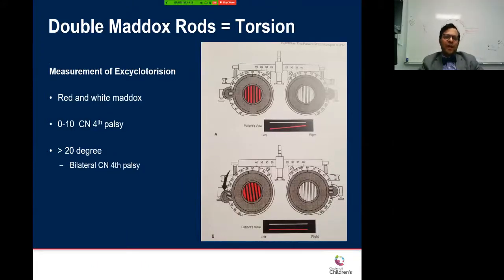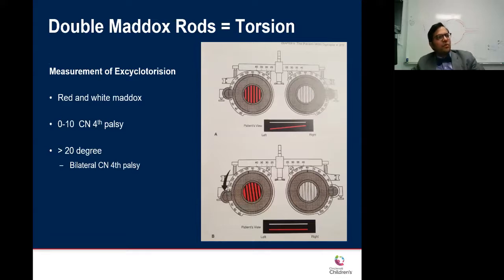I just wanted to talk about the double Maddox rod, because it's something that comes up in neuro-ophthalmology, which is to measure torsion. One of the muscles that I've talked to you about was the fourth cranial nerve, which innervates the superior oblique muscle. That's involved with torsion. That's involved with vertical muscles. So if you have a fourth nerve palsy, then you're really going to have some torsional issues. And this is a way to measure the amount of torsion that may be causing your misalignment.